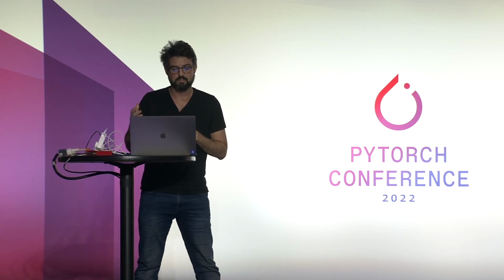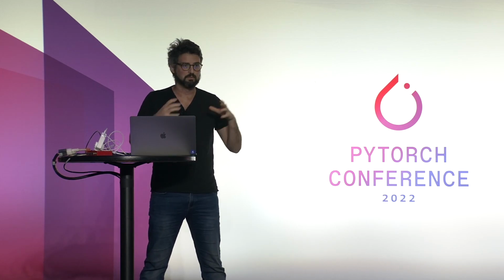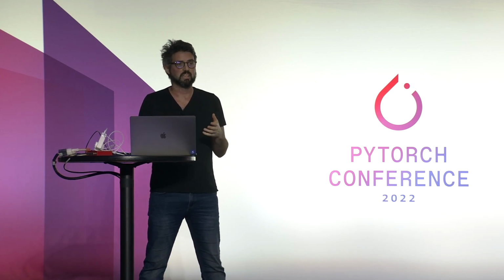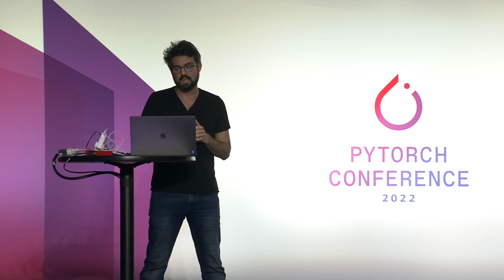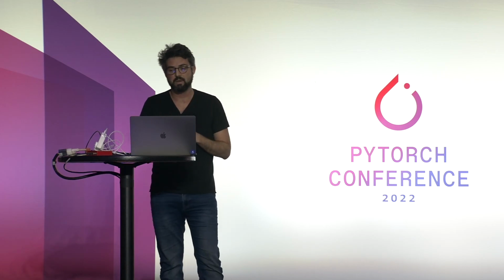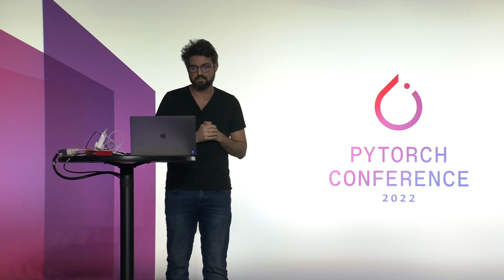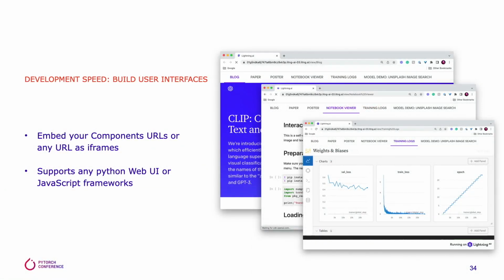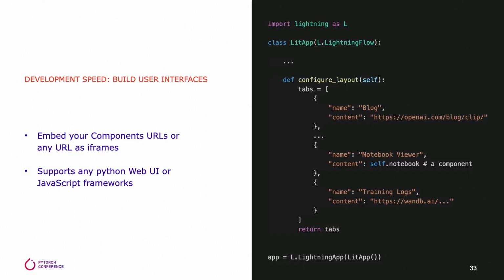That supports any Python web UI, JavaScript framework, and I will show a couple of examples further down. But what's really interesting is you could prototype something with Gradio or Streamlit, and as soon as everything works as you expect, you could move to React or something more mature to get your product to the next stage. So here's an example of this code translating into the UI. Here I have 3 tabs, a link to OpenAPI, an object viewer, which is running a notebook server directly within a work, and some training logs on Weights and Biases.